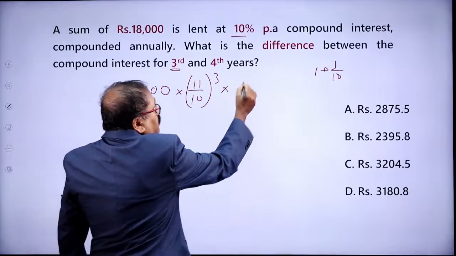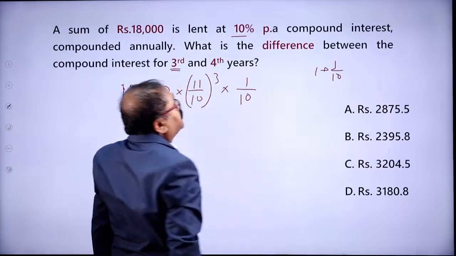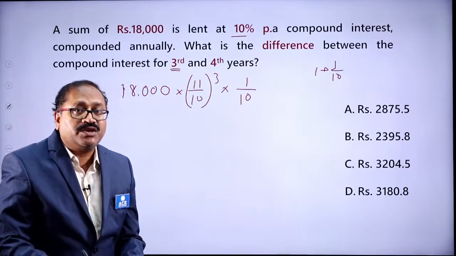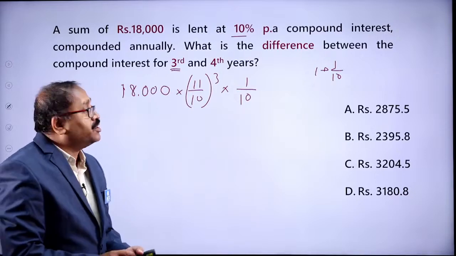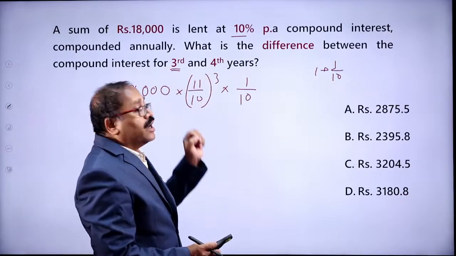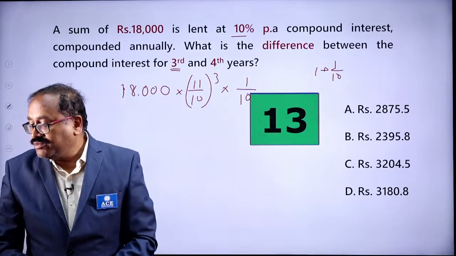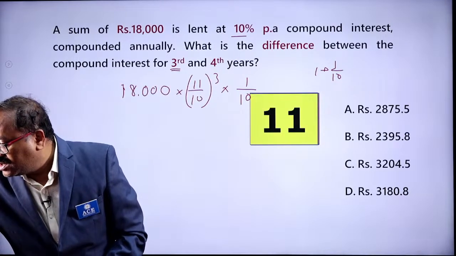So let's take the 1/10 of that, that is 10%, and then you will find the difference of compound interest between third year and fourth year. Now here is your time, my friends. I'm sure you will be able to answer the question.